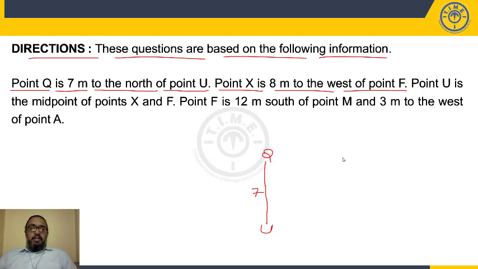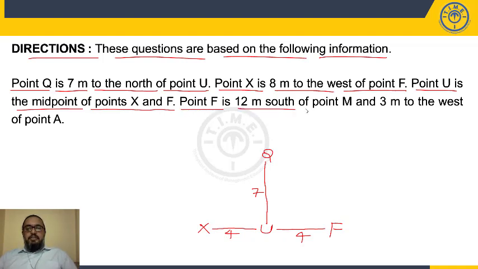I need 1 point at least. We'll come back to that. Then point U is the midpoint of the points X and F. Okay, now we already have U. So X should come on this side and F should come on this side. Because U is the midpoint of X and F, and X is 8 meters west of F. West is left side. So midpoint he says, so both will be 4 and 4. Correct? Yeah. Then point F is 12 meters south of M.